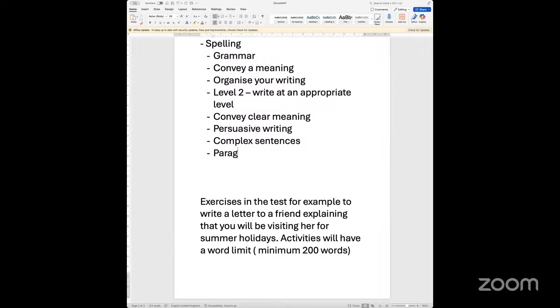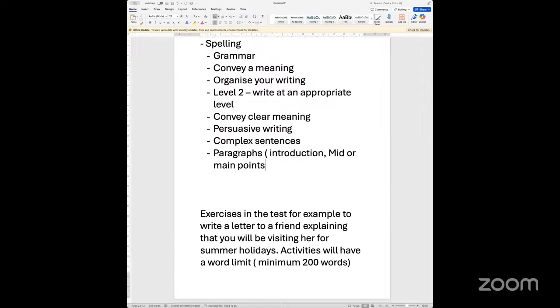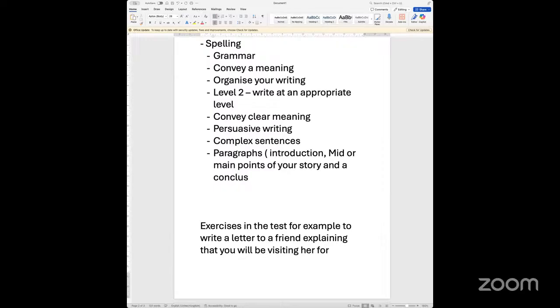And obviously, when you articulate in a writing exam, you're writing in paragraphs. You're not writing in bullet points. You're not writing in short sentences. You're actually writing in paragraphs. So here, what that means is you have an introduction, you have the main points of your story, and a conclusion, or a concluding remark.